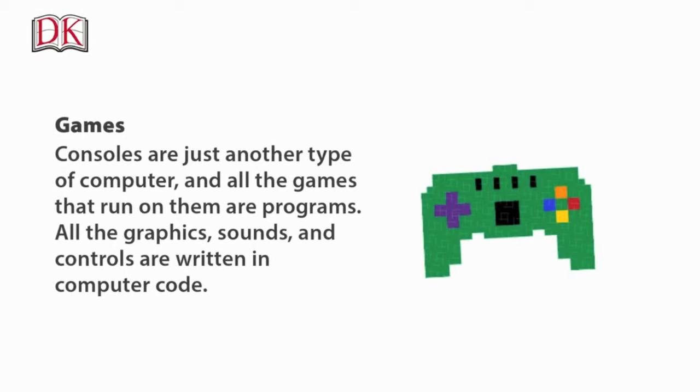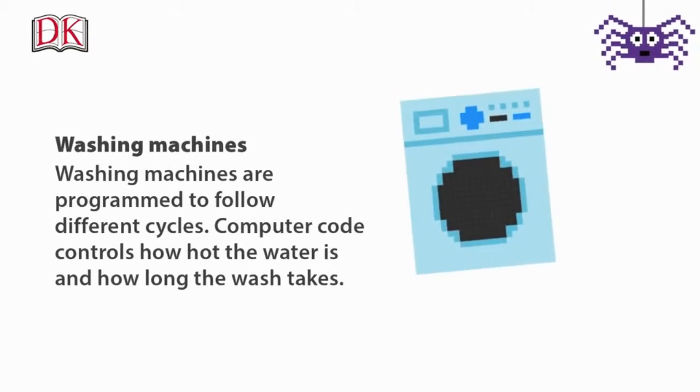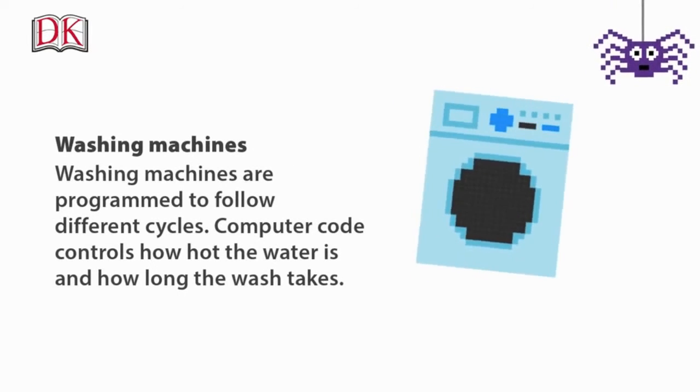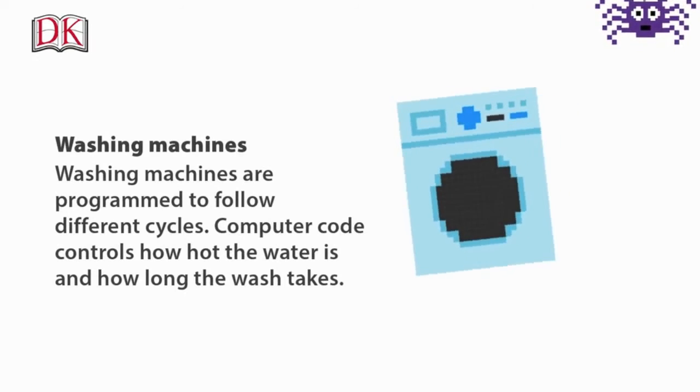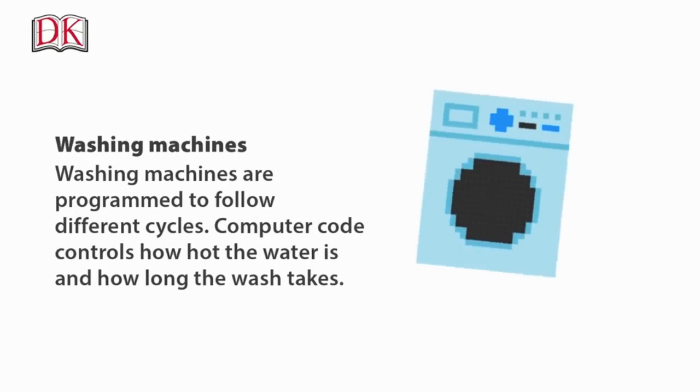Games. Consoles are just another type of computer, and all the games that run on them are programs. All the graphics, sounds, and controls are written in computer code. Washing machines. Washing machines are programmed to follow different cycles. Computer code controls how hot the water is and how long the wash takes.